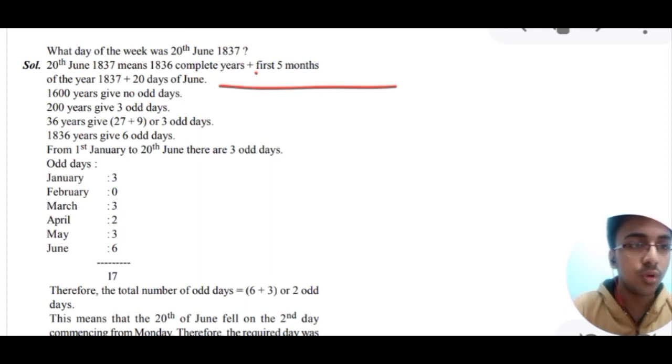It is divisible by 400, and 400 has no odd days. So 1600 years has no odd days. So till 1600 we have 0 odd days. Now we need to go 200 years more. We will add 200 years and 3 odd days. Now we reach 1800 years total. We have completed that and we have achieved 3 odd days till now.